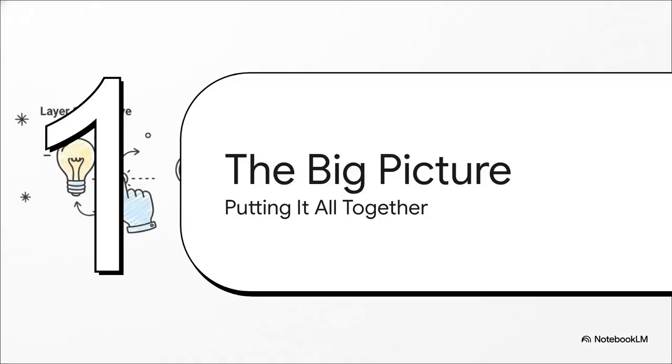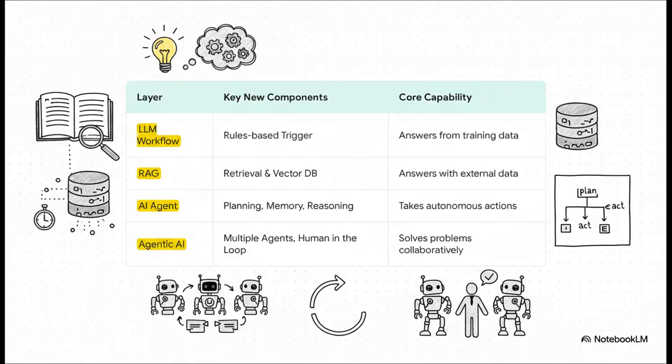So let's put it all together. We've climbed the entire ladder of AI interaction. Now let's just take a step back and look down from the top to see how each step really builds on the last one. This table just lays it all out perfectly.